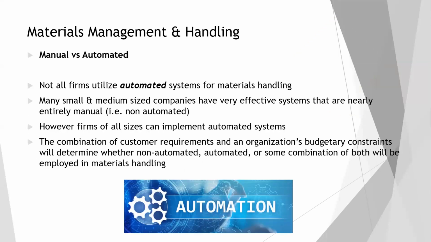And not all firms utilize automated systems for material handling. You're probably assuming, oh yeah, everyone uses robots and machinery to do things. A lot of small and medium-sized companies have very effective systems that are nearly entirely manual. They are not automated at all. However, firms of all sizes can implement automated systems. So the combination of customer requirements and an organization's budgets are going to determine whether non-automated, automated, or some combination of both will be employed in their specific material handling.